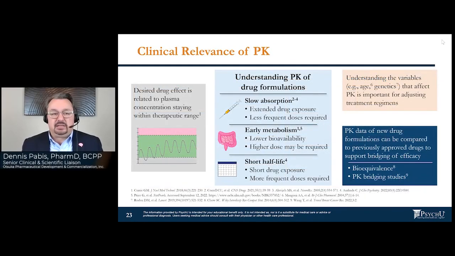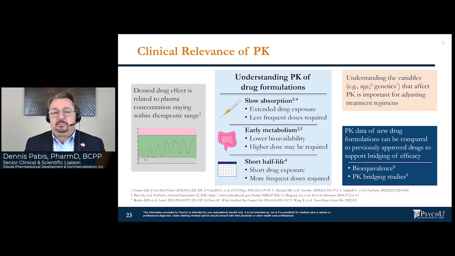So as Dr. Sacklad mentioned, we have the desired drug effect is related to the plasma concentration, staying within a therapeutic range for that patient. And that therapeutic range may be different for each individual based on what their genetics are, disease state, all those kinds of things that we went over. Now, some drugs do have a reference range of therapeutic concentrations, low versus high, but again, that's based on the population and where those levels fit.